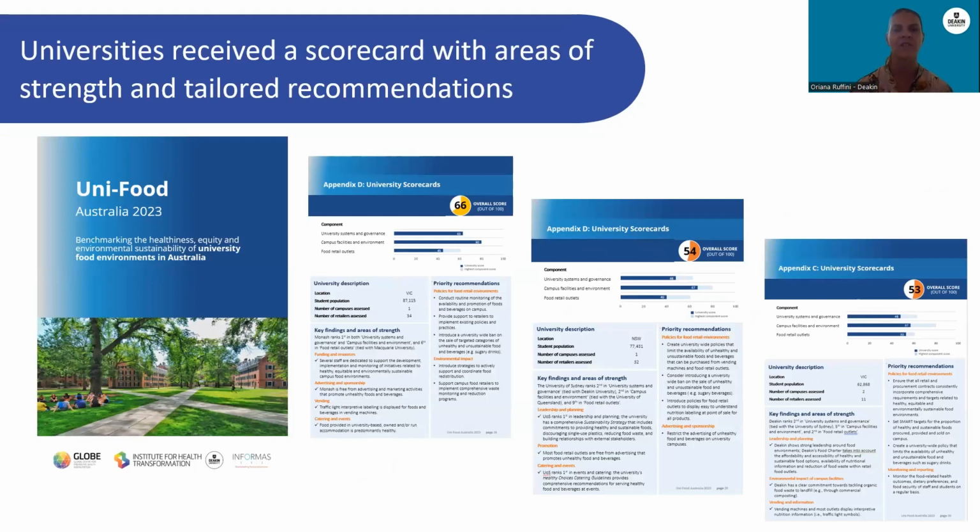So once you go through the process, a summary report is prepared for each university. The report is basically a scorecard on how the university performed in each domain, and it highlights areas of strength and recommendations for action. With those 9 universities, the report was shared with key staff members at the university.